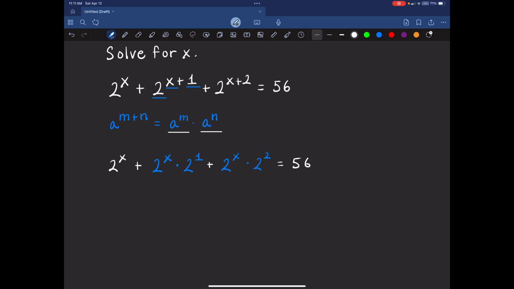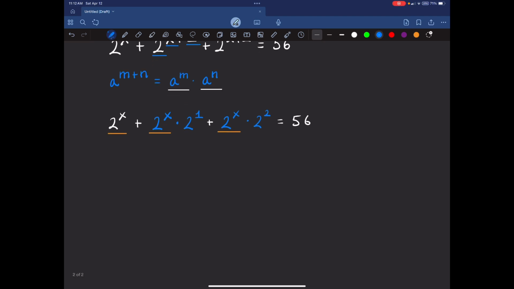And now if you look carefully, every single one of these terms that we're adding all have a 2 to the power of x in common. And I'll underline that in orange so that we can clearly see that. And what that means is we can factor out the 2 to the power of x. So let's go ahead and do that. So 2 to the power x, and when we factor that out, we have to put in parentheses what you'd have to multiply the 2 to the power x by to get back to your original equation.